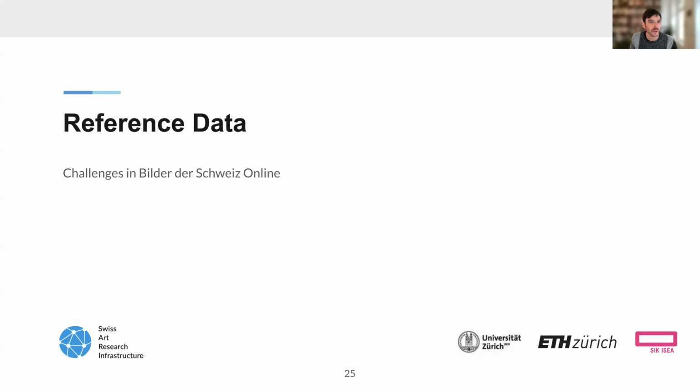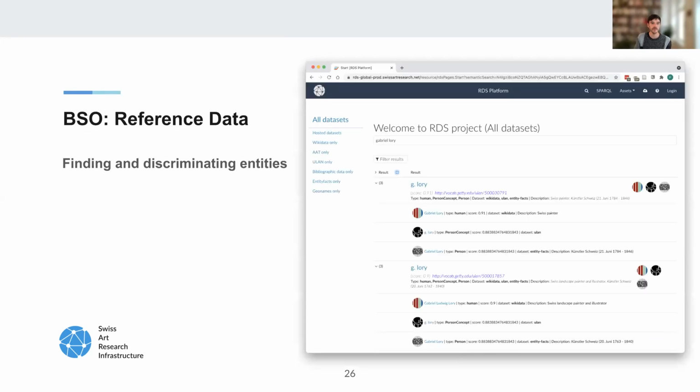So what, in terms of reference data, were the challenges in this project? First of all, really identifying the entities. We have many persons of the same name. For example, we have Gabriel Lory, both in the form of father and son, or père and fils, or with life dates, or without. So finding out which entity, which person we mean was challenging in a lot of places in this project.